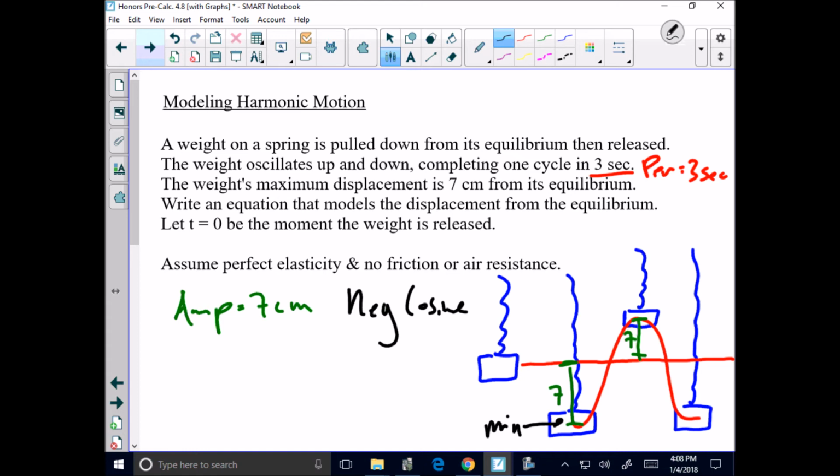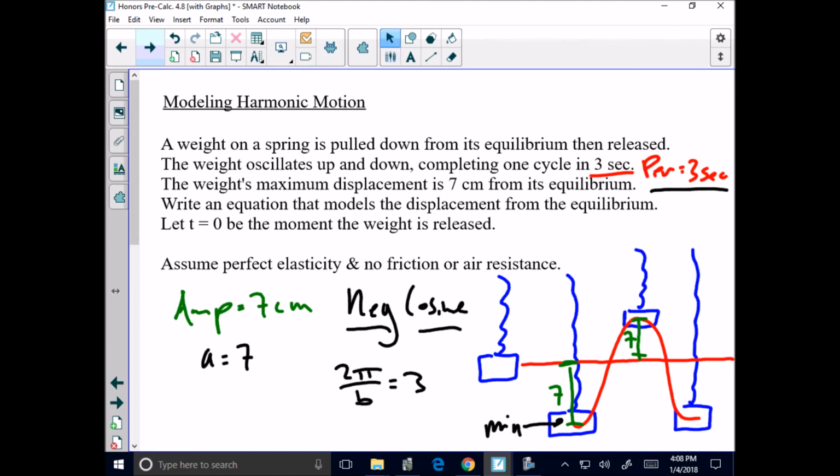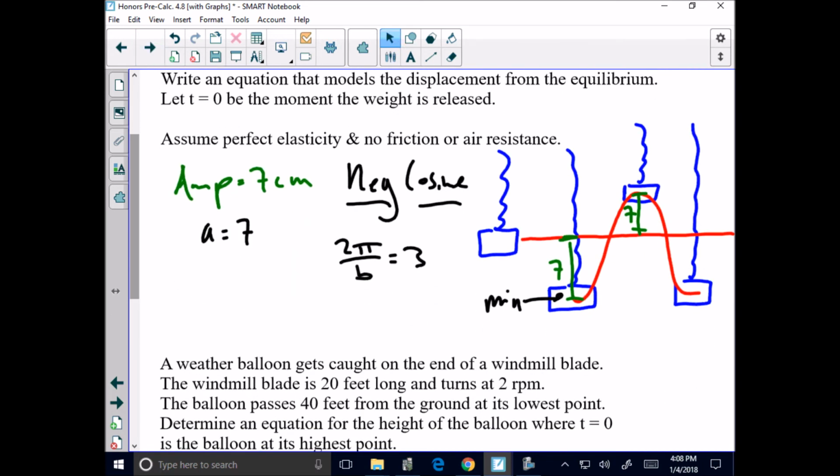Now right here, we need to determine the B value. We got the A value. We know that the amplitude is going to be 7, right? We know that we're going to be a negative 7 since we're starting at a min, and we know we're going to be modeling with cosine. What we need now is that B value that we're going to get from the period, right? So right here, if a period is 3 seconds, we know that a period is always going to be 2 pi divided by b. And right here, what we can then do is solve for the b value, and when we do that, we get b equals 2 pi over 3.